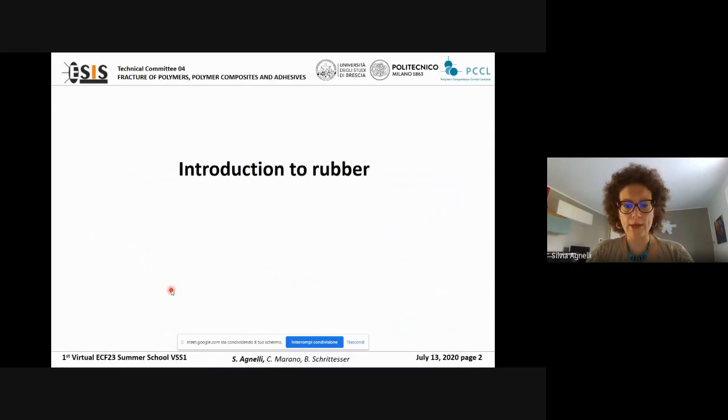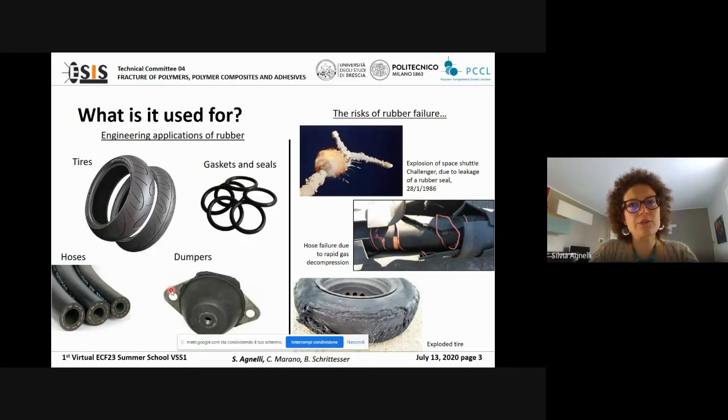Okay. So first of all, let me give you some basic knowledge about rubber. Maybe you associate rubber to tires, but rubber is used also for many other technical parts like seals, dampers, and hoses. It is important to study fracture behavior of rubber because the failure of these sometimes very small parts can cause large damages, like the explosion of hoses carrying gas.